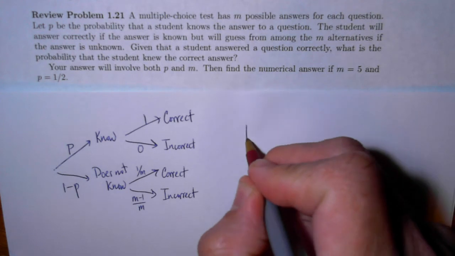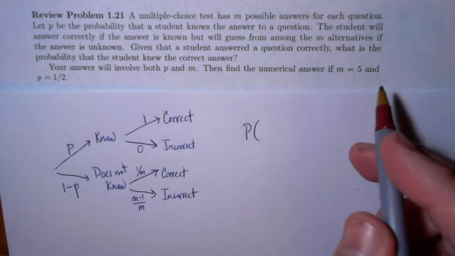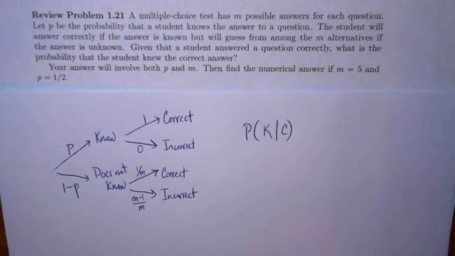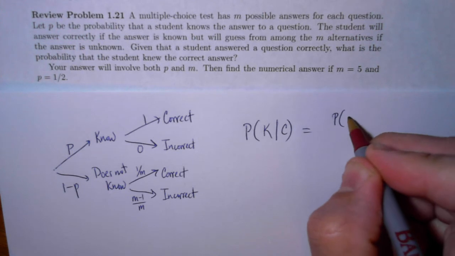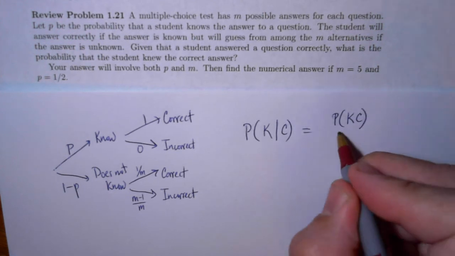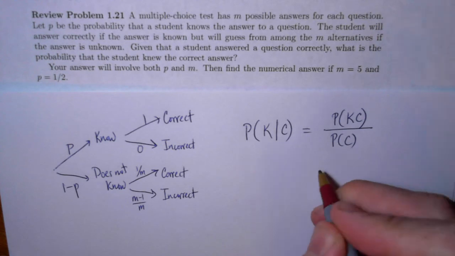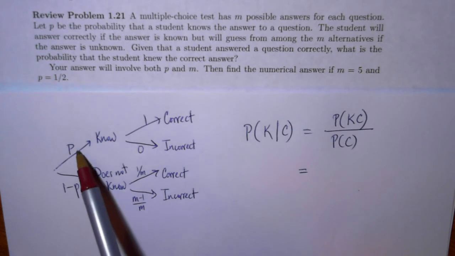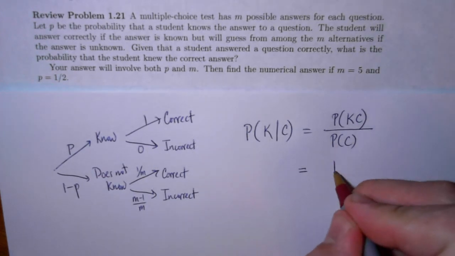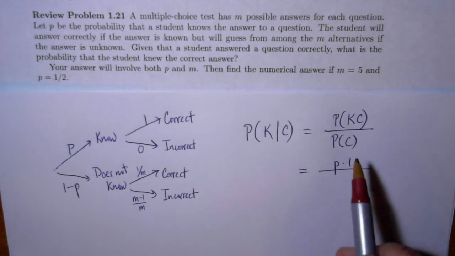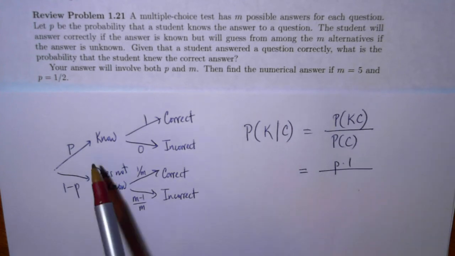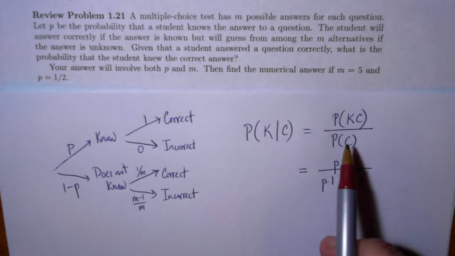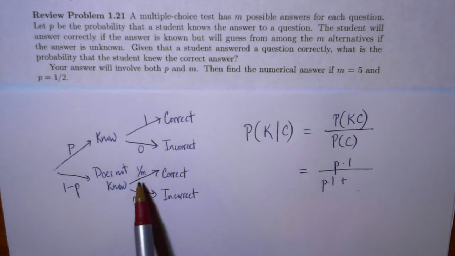Okay, so let's figure this out. The question asks for the probability that if you have the correct answer, you actually knew the correct answer. So that's the probability of knowing the answer and getting it correct divided by the probability of getting it correct. The chance of knowing the correct answer and getting it correct would be simply p times 1. The chance of getting the correct answer, well, there's two possibilities. It's this same branch, p times 1. And then there is a second branch, 1 minus p times 1 over m.